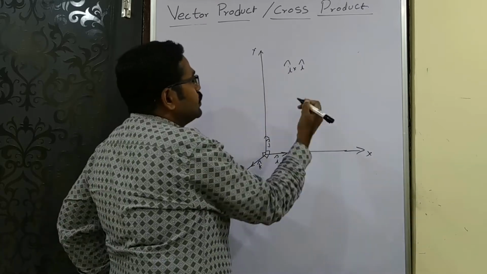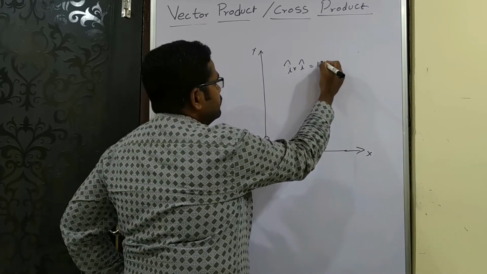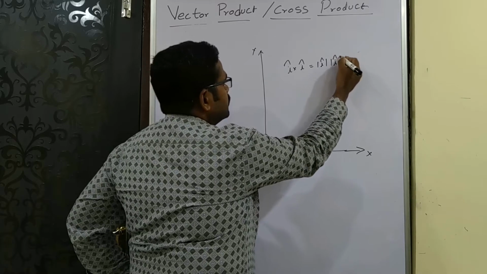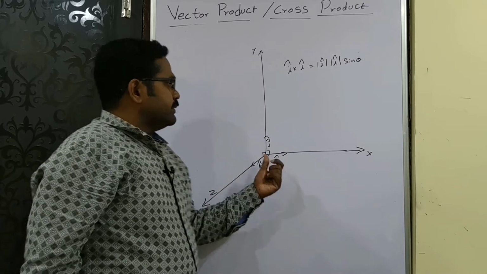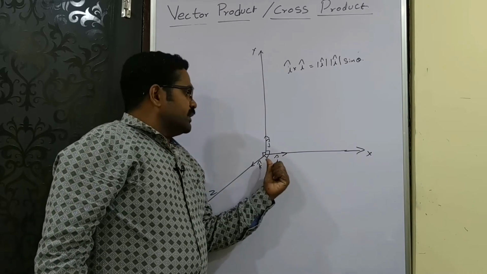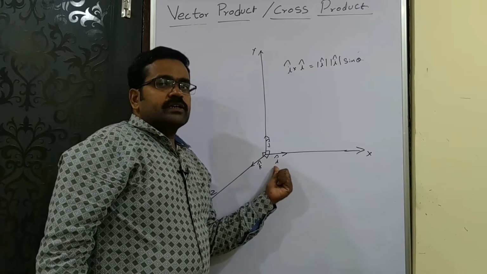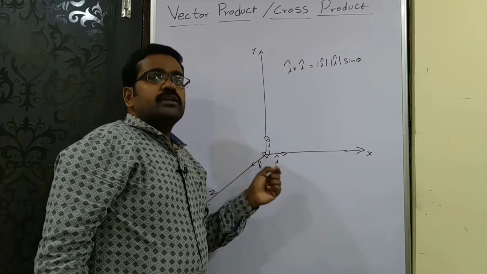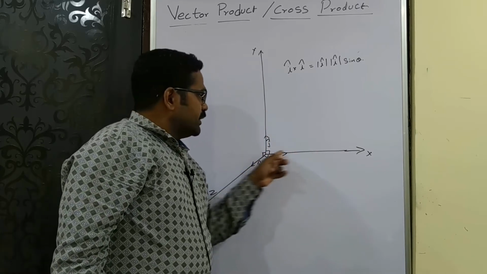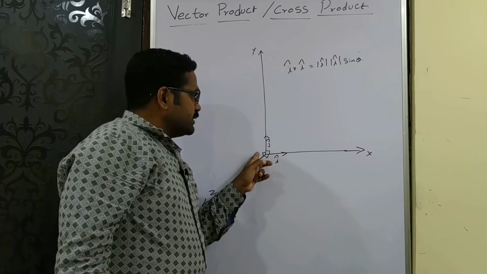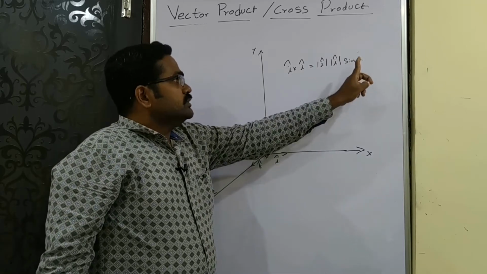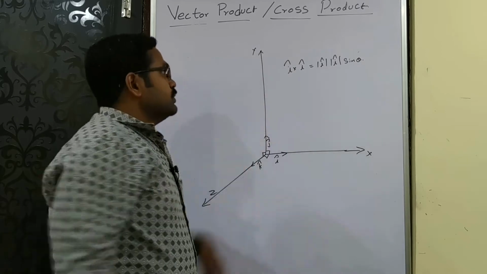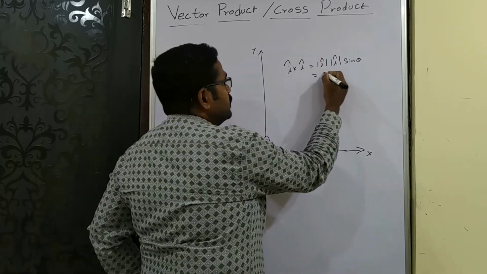What happens when we do cross product? This is equal to mod of I sin theta. How much is sin theta? How much is theta here? Vector unit vector I. What is the angle made by unit vector I with unit vector I? It is 0 degrees. Unit vector I is along x axis. Another unit vector I will be on x axis. So sin theta is 0. 0 into something is again 0. So I cap into I cap is equal to 0.